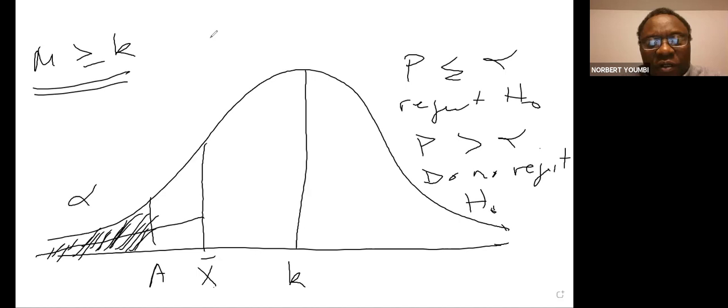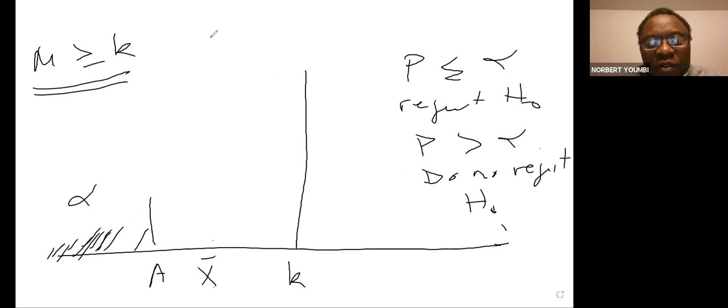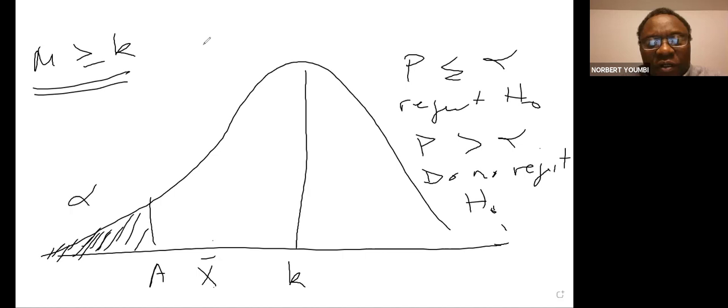So p is the area to the left of the test value. If that area is smaller than alpha, then the test value will be in the rejection region. If it is greater, it will be like it was before, outside of the rejection region.